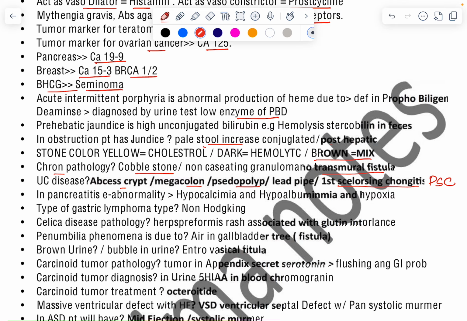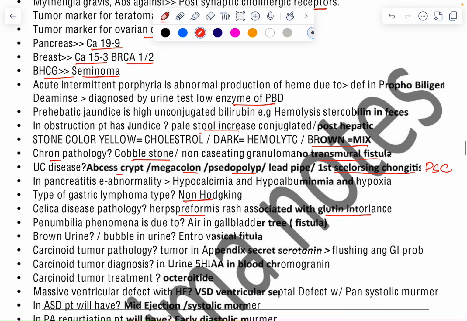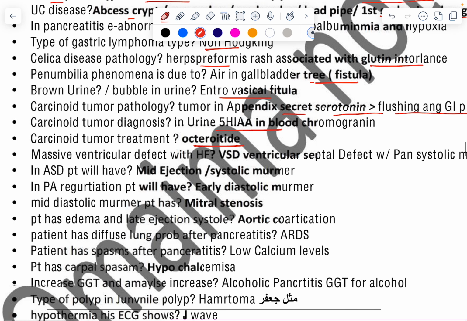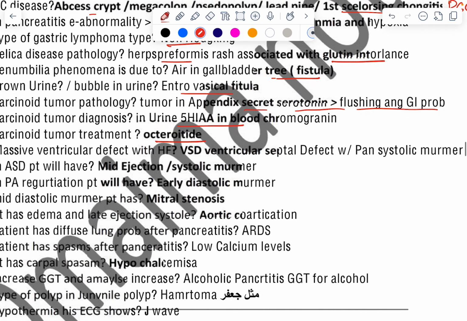In pancreatitis, abnormalities: hypocalcemia, hypoalbuminemia, hypoxia. Types of gastric lymphoma: non-Hodgkin lymphoma. Celiac disease, dermatitis herpetiformis, rash and gluten intolerance. Pneumobilia phenomena: gallbladder fistula, bubble in the urine, intravesical fistula. Carcinoid tumor, appendix secreting tumor, diagnosis 5-HIAA, carcinoid tumor treatment octreotide. Massive ventricular septal defect, pansystolic murmur.